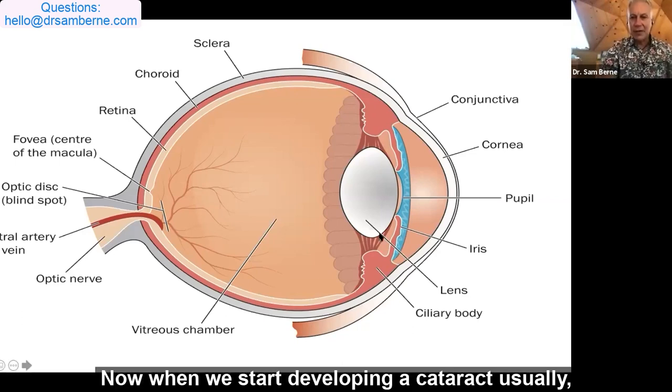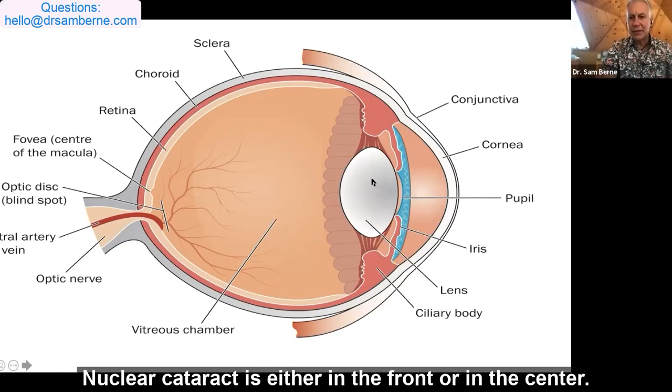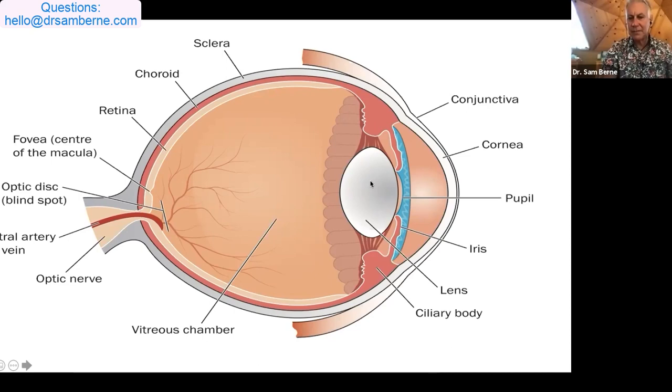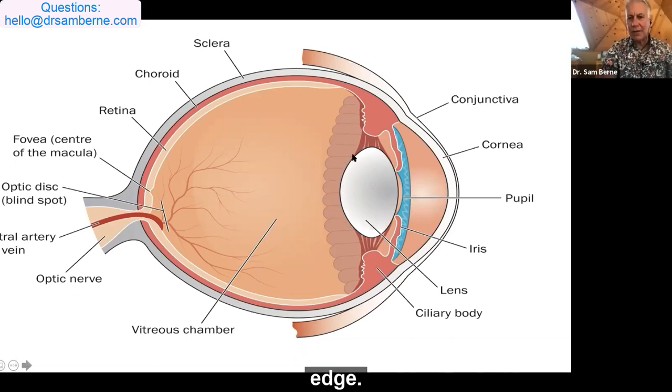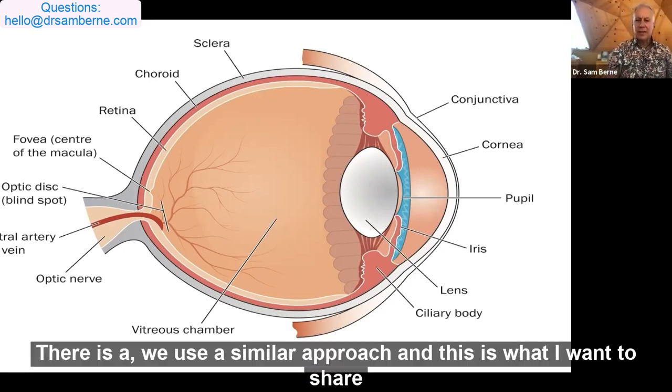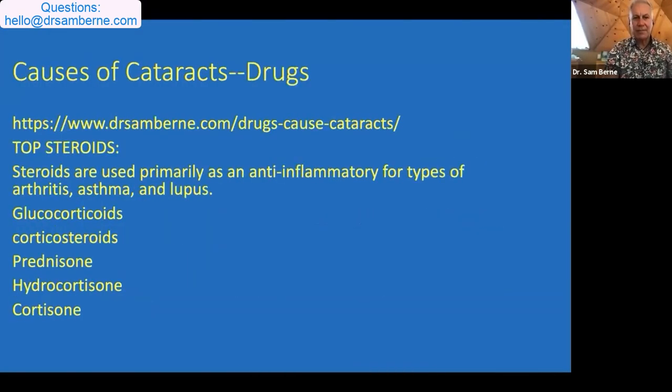Now, when we start developing a cataract, usually the nuclear cataract is either in the front or in the center. The postcapsular is in the back, and the cortical is around the edge. But whichever one you have, we use a similar approach. And this is what I want to share with you right now.